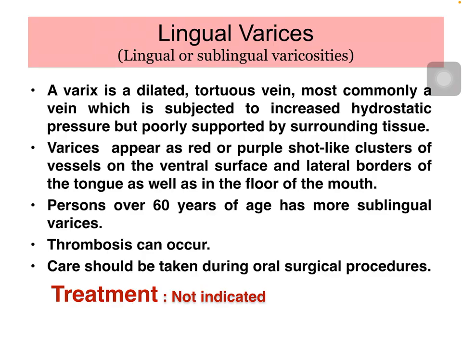Lingual varices. A varix is a dilated tortuous vein, most commonly a vein which is subject to increased hydrostatic pressure but poorly supported by surrounding tissue. Varices appear as red or purple, grape-like clusters of vessels on the ventral surface and lateral borders of the tongue, as well as the floor of the mouth.